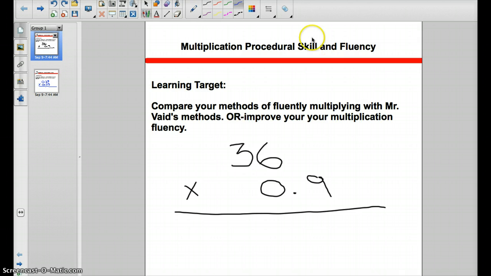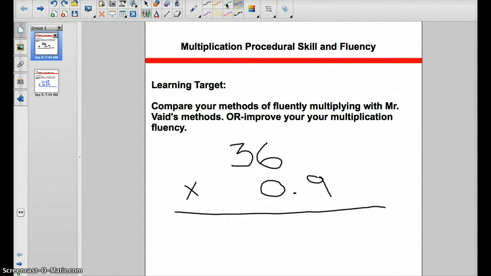Today's just a review. I'm calling this lesson Multiplication, Procedural Skill, and Fluency. This has not so much to do with really understanding why we multiply and when multiplication is needed, as it does have to do with being able to fluently multiply. I would like to take these next few minutes to show you how I multiply two values with one another. The learning target states, compare your methods of fluently multiplying with Mr. Vaid's methods, or improve your multiplication fluency. What it means is to just improve the way you multiply, the skill of multiplication, just by watching.